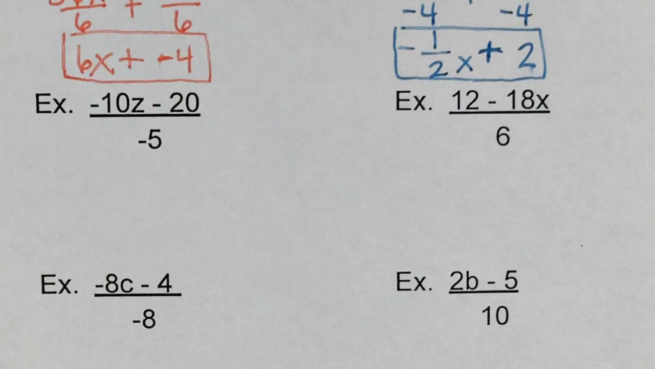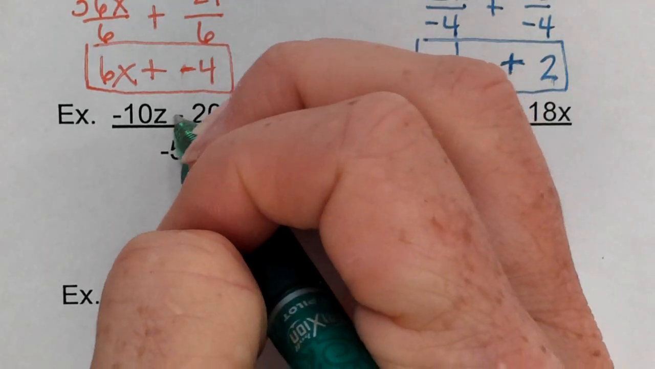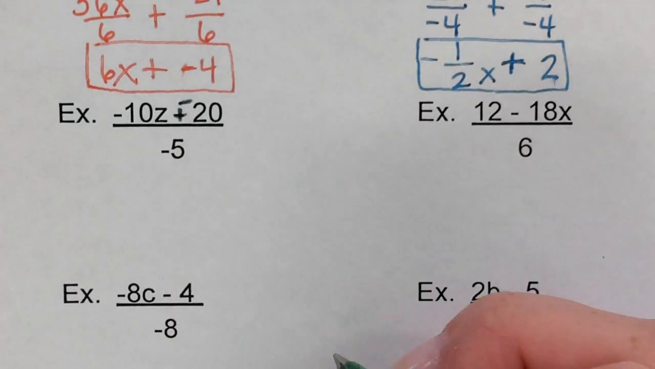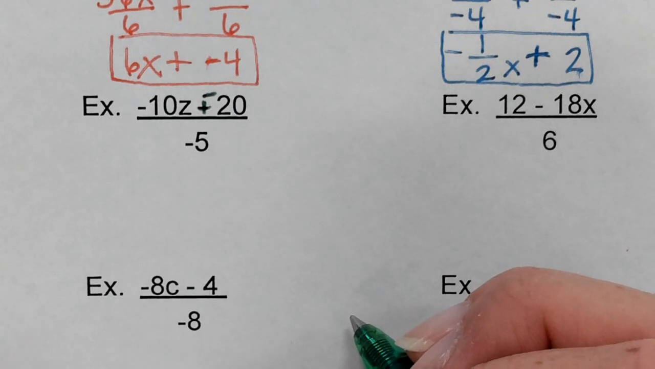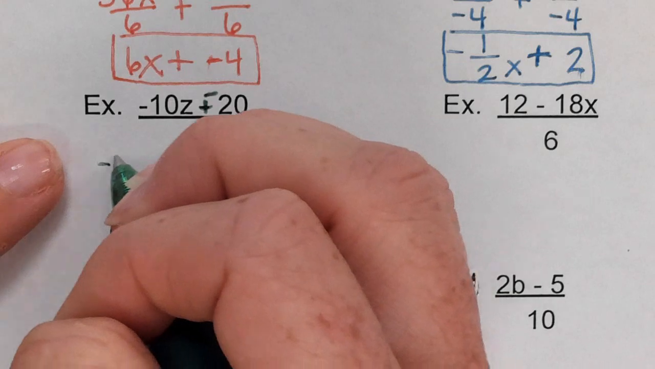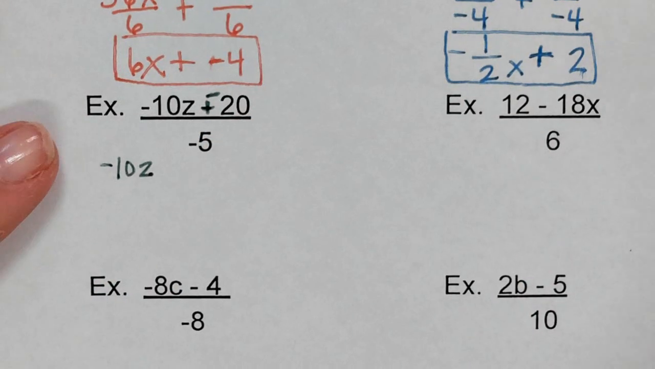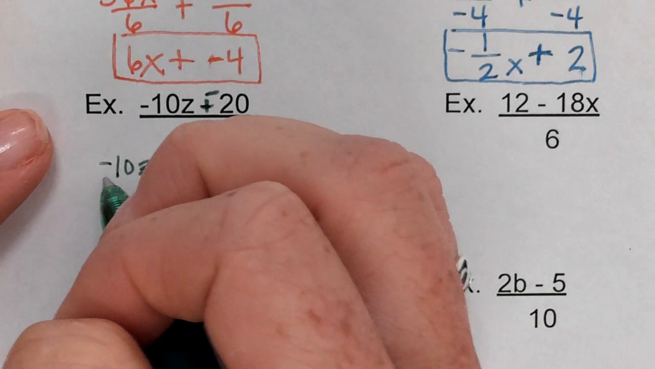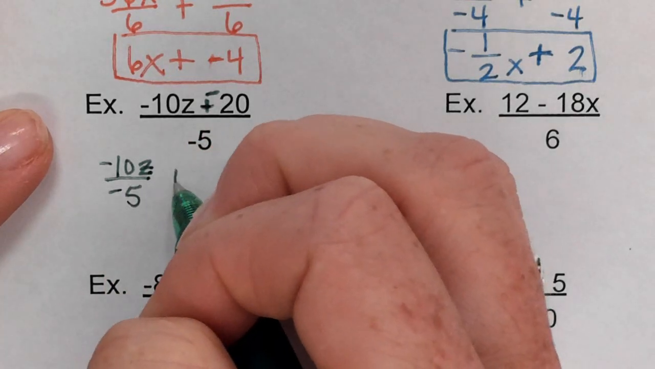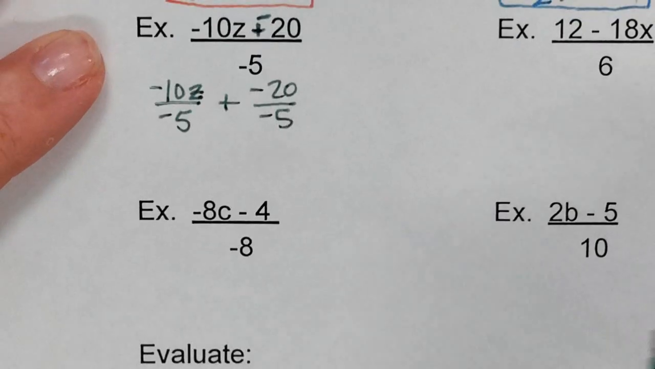Okay, let's go over here. What am I going to tell you to do first? Change, change. All right. Negative 10z is going to be divided. Now be careful when you write a z that it doesn't look like a 2, right? Sometimes y'all see me put a little line through it just so I know that's not a 2. Needs to be divided by negative 5 plus negative 20 needs to be divided by negative 5.